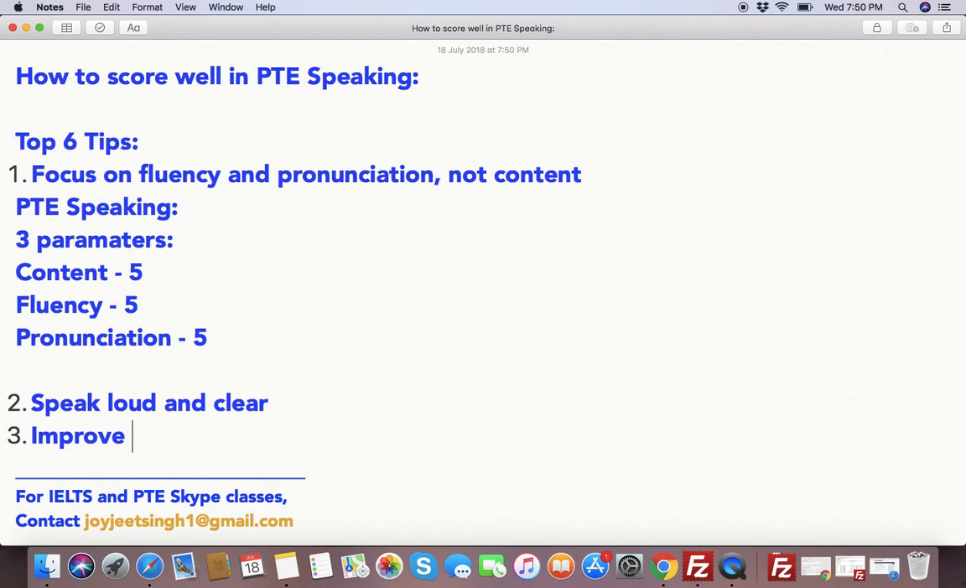Number 3 is to improve your understanding capability.